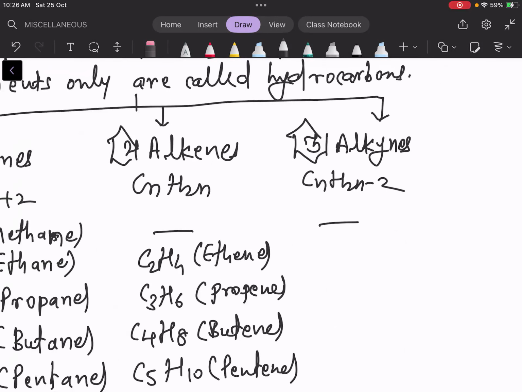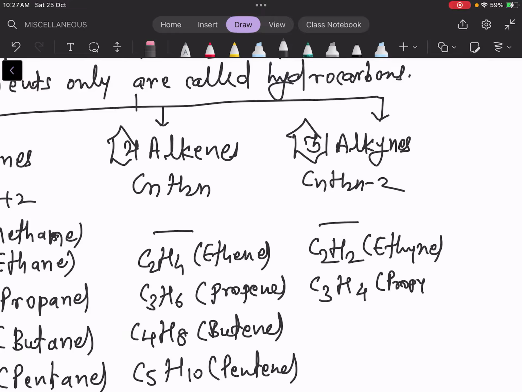What is the general formula? CnH2n-2. So whenever n is equal to 2, what will you get? C2, H, 2 twos are 4 minus 2. So C2H2, nothing but ethyne. Whenever n is equal to 3, what will you get? C3, H, 2 threes are 6, 6 minus 2, 4. C3H4, nothing but propyne.